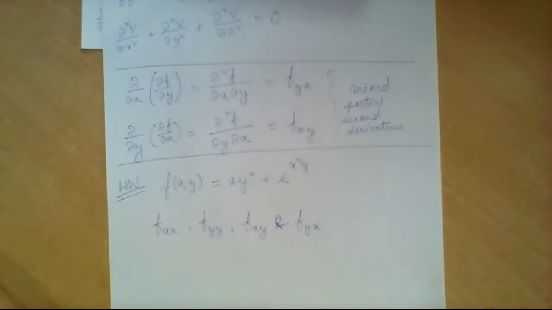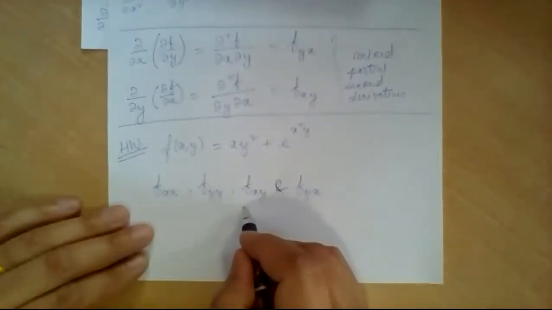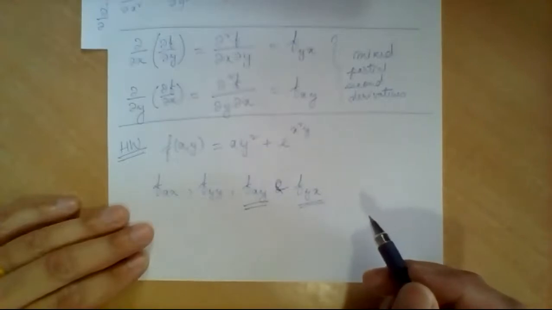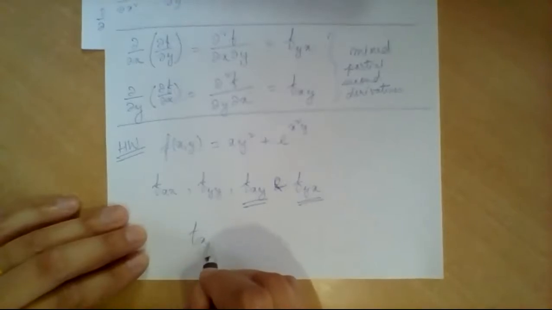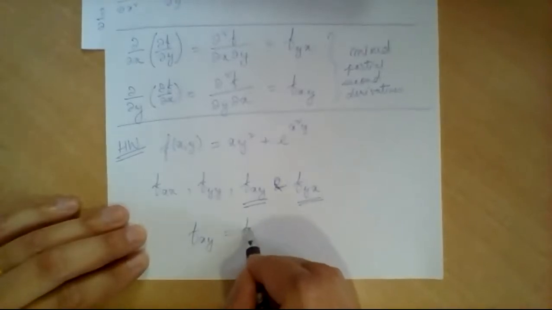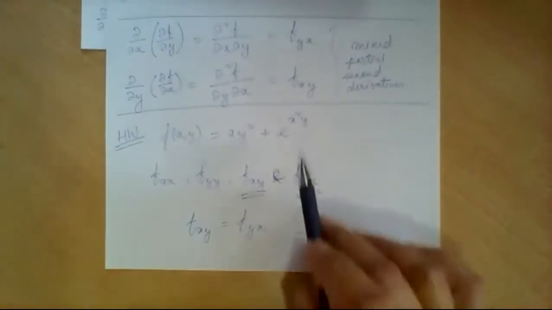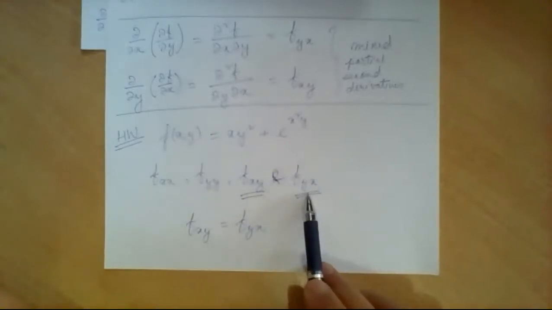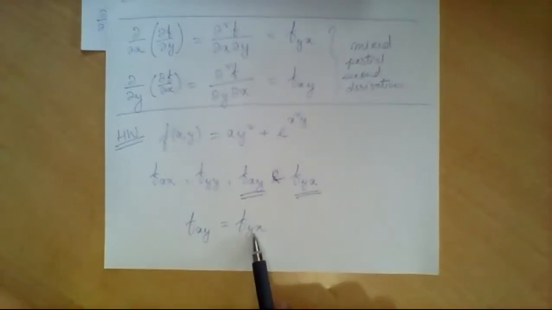When you calculate these 4 derivatives, you'll find that f of xy is equal to f of yx. When you calculate fxy and fyx, you'll find that fxy is equal to fyx.